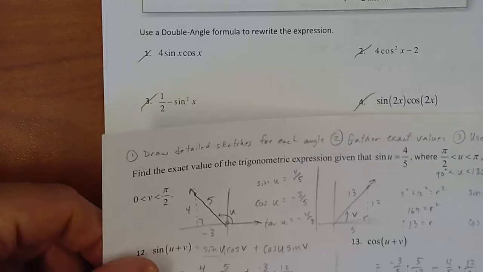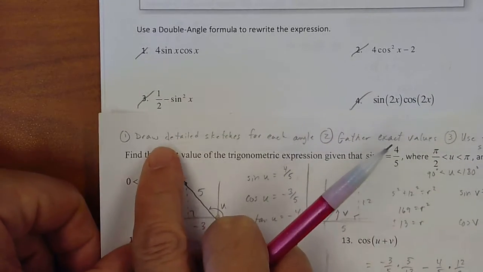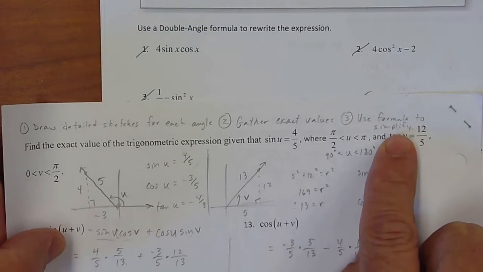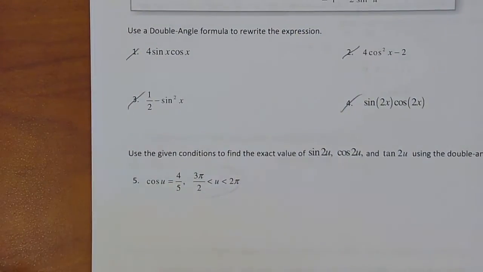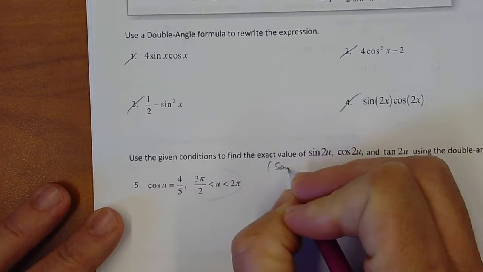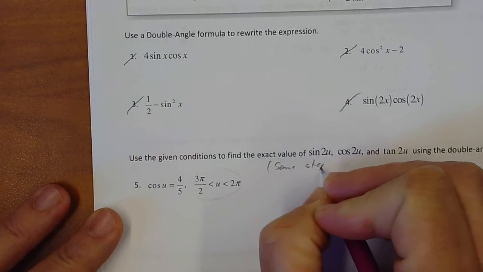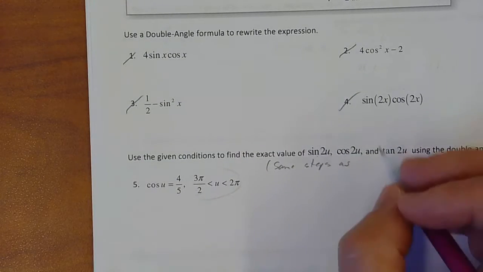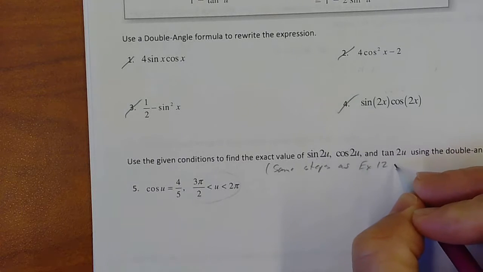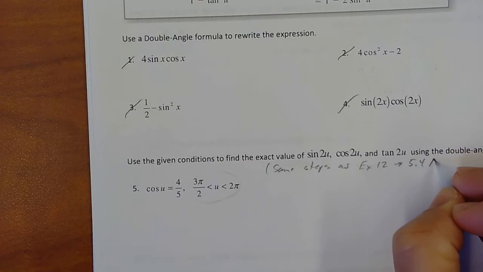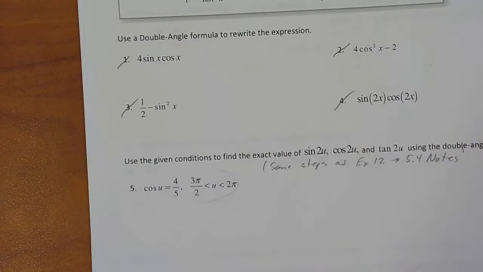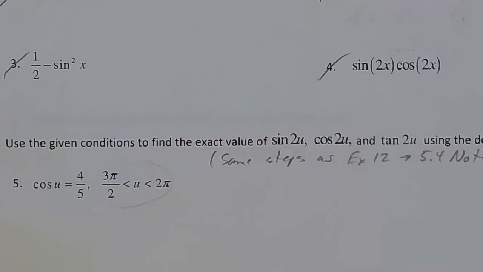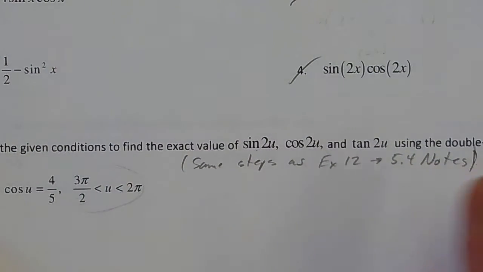It's basically going to be the same steps we did yesterday. So if you just want to reference that again, instead of writing these all down: draw a sketch for the angle, get the exact values we need, and then we just use the formula. Same steps, so maybe you even want to make note of that. Same steps as example 12 in the section 5.4 notes. I don't think we need to rewrite it again. Let's just reference it here.